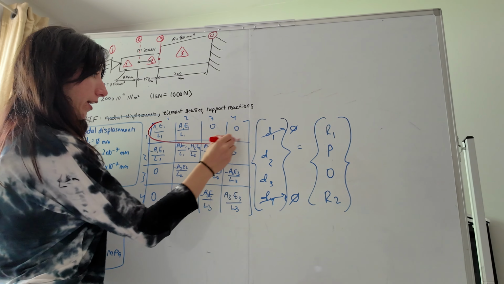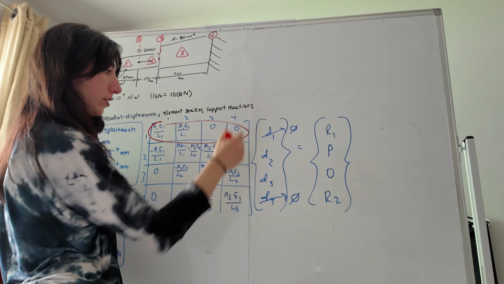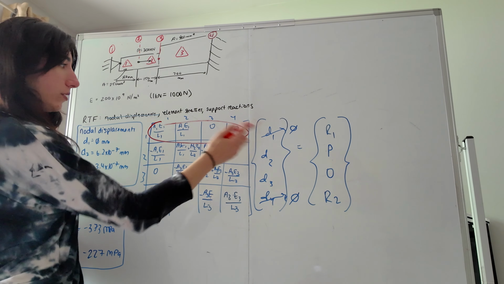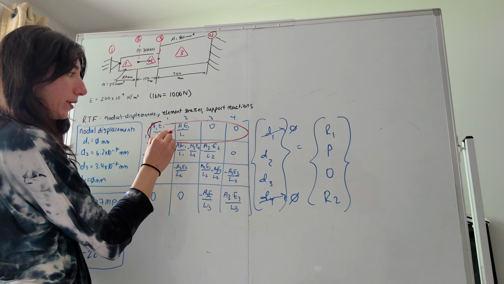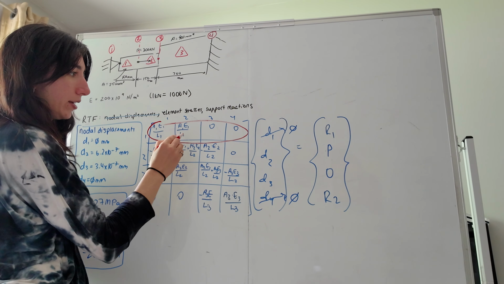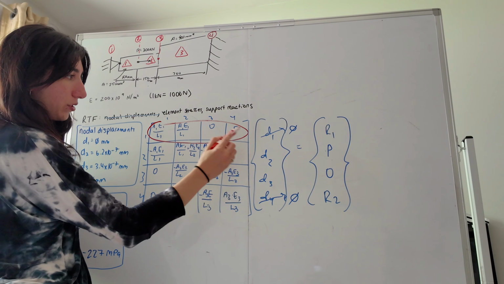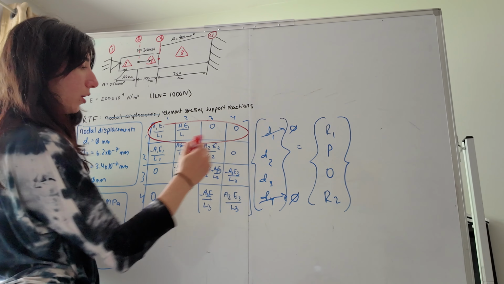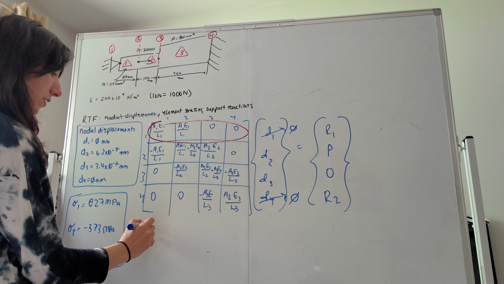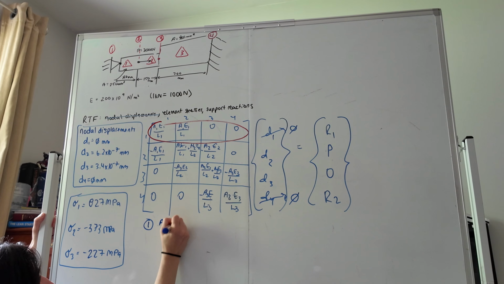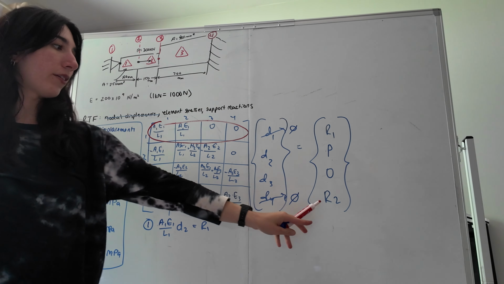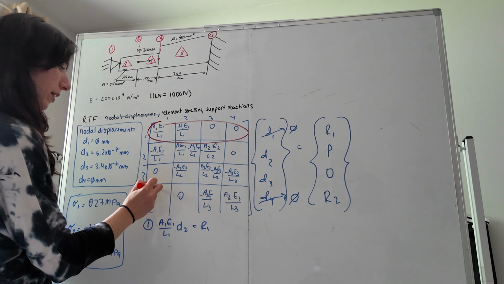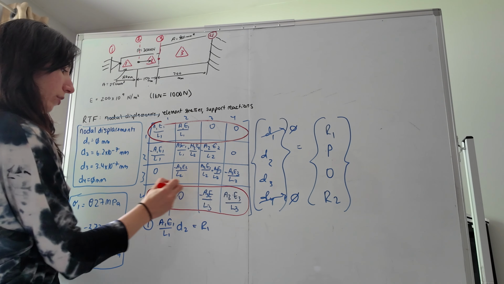So we'll multiply this row by this column. D1 is 0, so I'm not going to add that term. And then our next term would be A1 E1 over L1 times D2. And then these are zeros, so that would equal R1, meaning our first equation is A1 E1 over L1 times D2 equals R1.